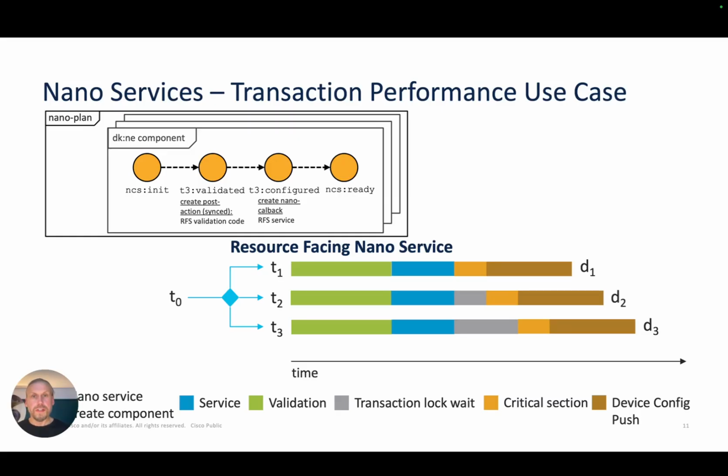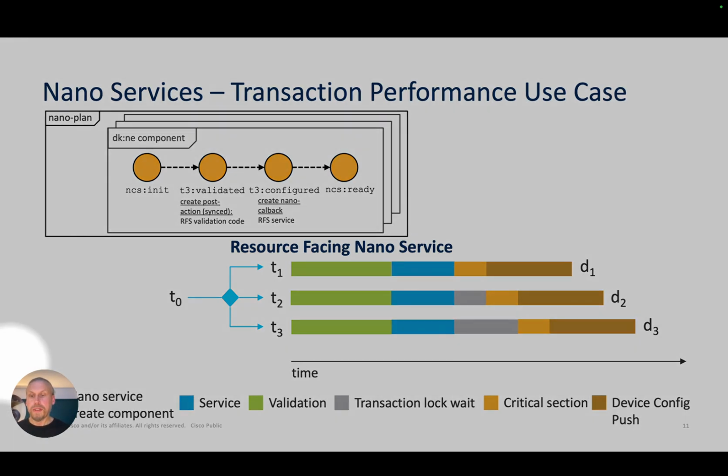So Nano services, if you look at them from a transaction performance use case, you know that there's a Nano plan. In that plan, you have components. What's key here is that each component will run in its own process. So components run concurrently, and we will utilize that.